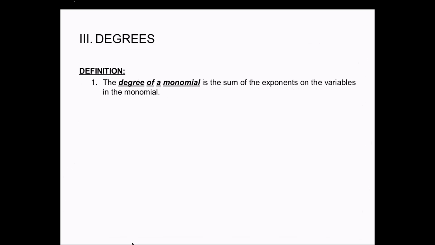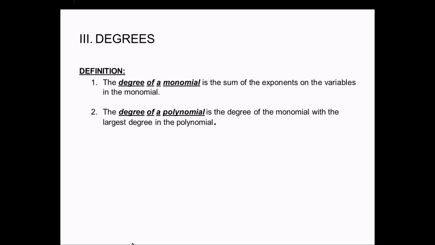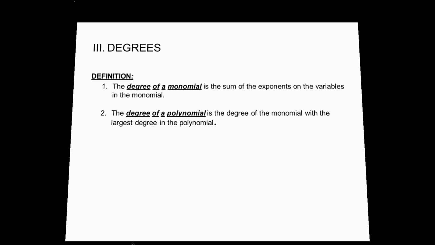Degrees. Definition number 1. The degree of a monomial is the sum of the exponents on the variables in the monomial. And remember, the exponents on the variables are natural numbers. You're just adding up the natural numbers. So the degree is always going to be a natural number. Now remember, a polynomial is made up of a bunch of monomials. Each one of those monomials has a degree. So number 2, the degree of a polynomial is the degree of the monomial with the largest degree in the polynomial. Now, if there's a tie for first place, we really don't care which term is giving the degree for the polynomial, but we look at the largest degree of the monomial.